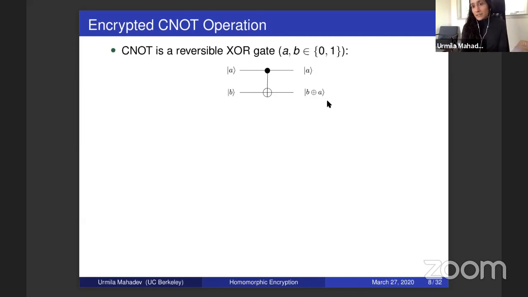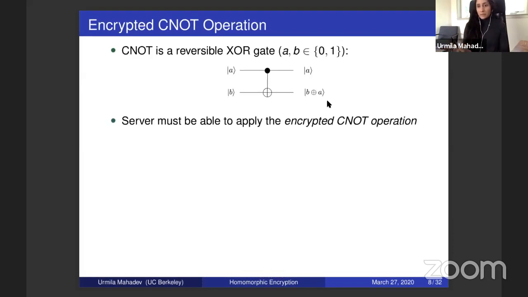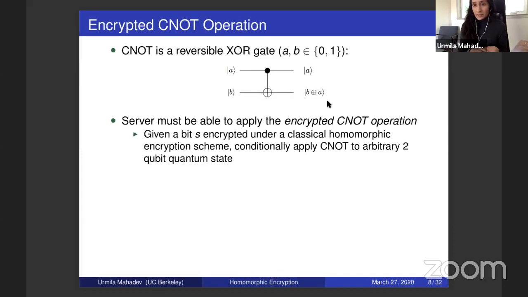So you have two wires, bits A and B. The first wire remains unchanged. And in the second wire, we're XORing the first bit into the second. In this picture it looks like you just have bits, but in general, these bits will be in superposition. Now, what the quantum server has to do during the homomorphic computation is apply a C0 conditioned on an encrypted bit. So he'll get as input some encrypted bit S, and he should either apply the C0 or not based on S. If S is equal to 0, do nothing. If S is equal to 1, apply the C0 gate.